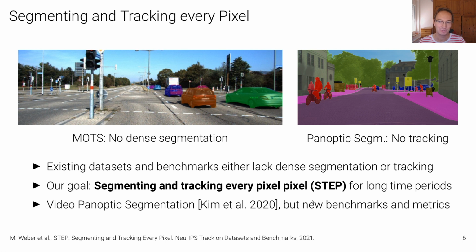We do have some data sets on related problems, for example on MOTS, which is multi-object tracking and segmentation, that covers already the problem of segmentation and tracking, but it requires the algorithms to segment only the trackable objects, as illustrated here on the KITTI-MOTS example. So it doesn't provide a dense segmentation. On the contrary, panoptic segmentation requires dense segmentation, but it doesn't have a notion of tracking. And therefore our goal is to define this new task, segmentation and tracking every pixel. And in particular, we're interested in tracking over long time periods. This task has previously been also called video panoptic segmentation. But what we provide here are new benchmarks and new metrics and a new perspective on this task.